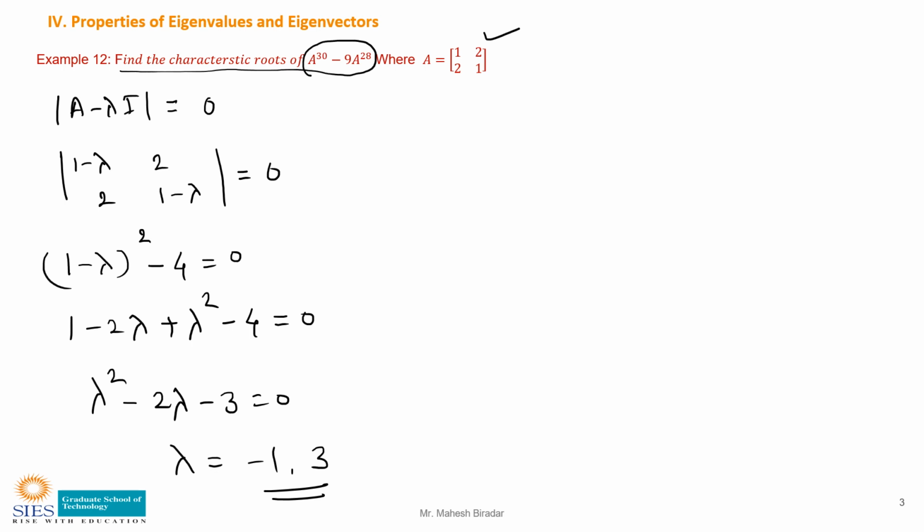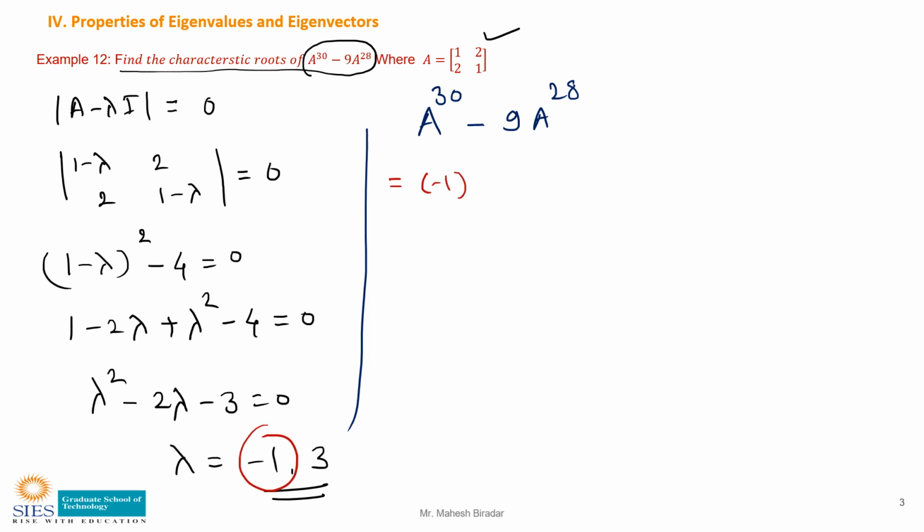But we want eigenvalues of A raised to 30 minus 9 into A raised to 28. So first of all, I'm going to consider minus 1. Just put here minus 1 raised to 30 minus 9 into minus 1 raised to 28. Minus 1 raised to an even number is plus 1, minus 9, minus 1 raised to 28 is also plus 1. So 1 minus 9, this is equal to minus 8. So minus 8 is the eigenvalue of A raised to 30 minus 9 A raised to 28. This is one of the eigenvalues.